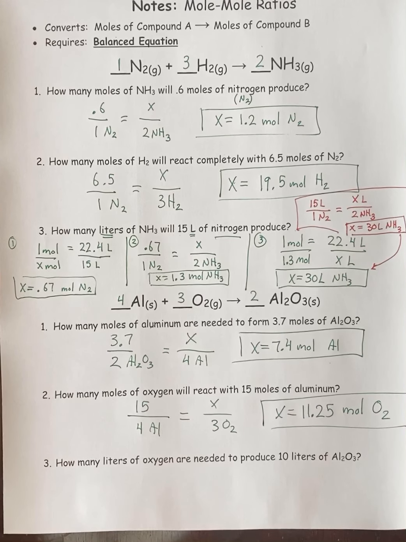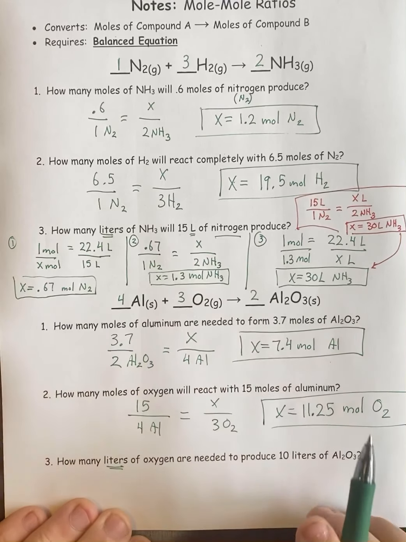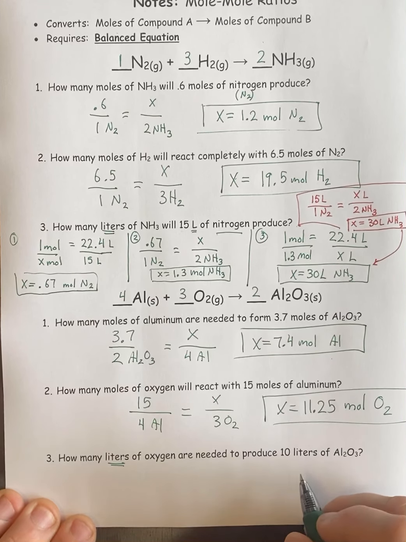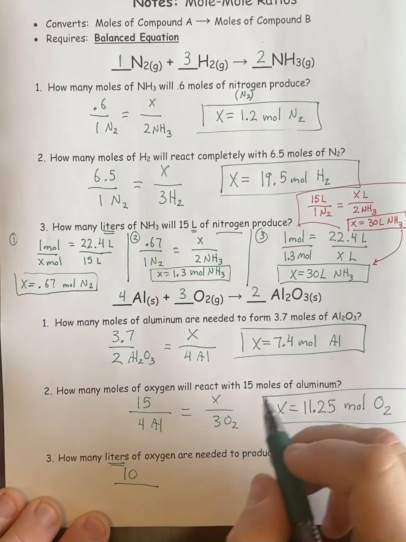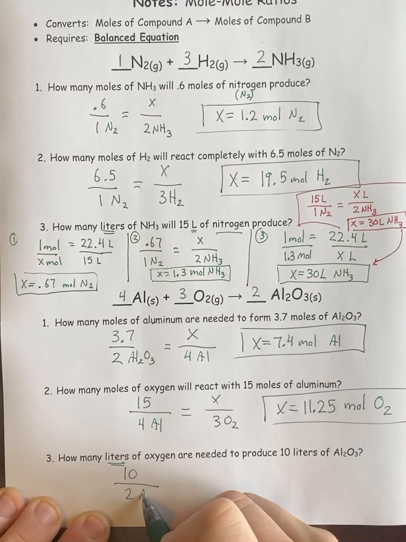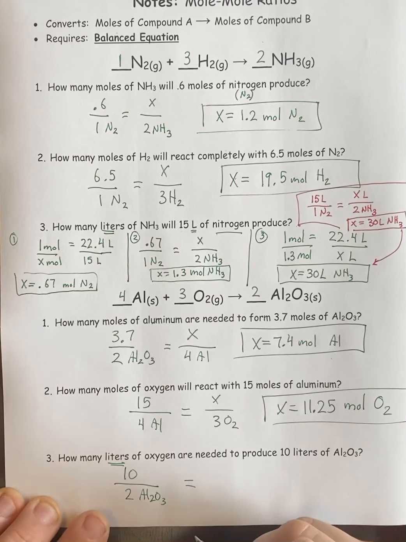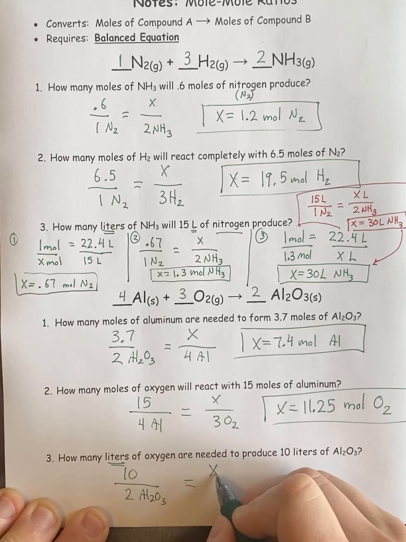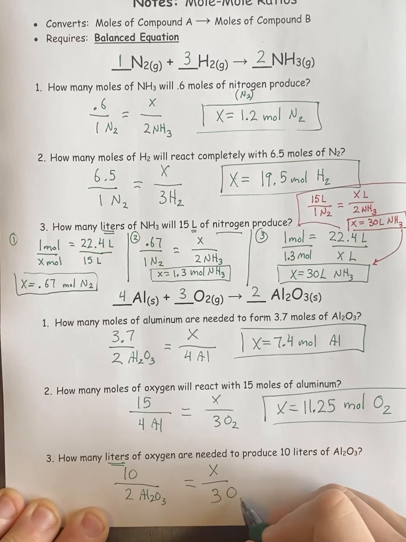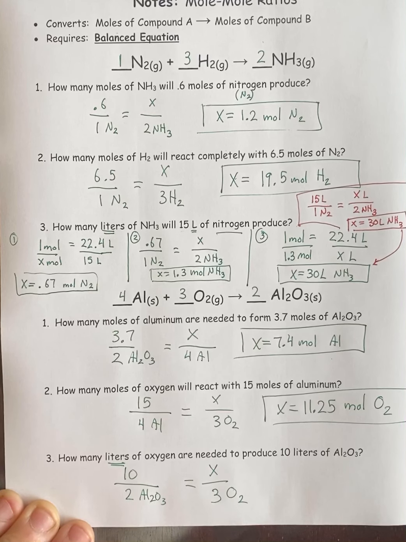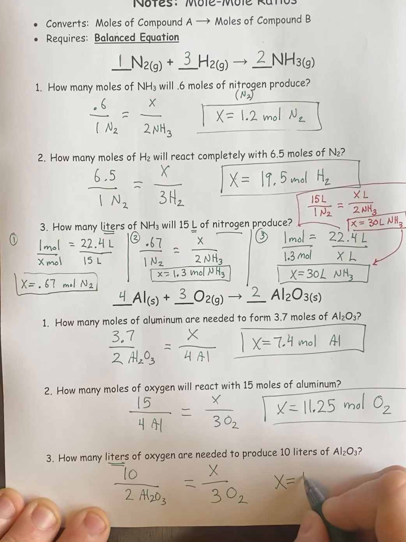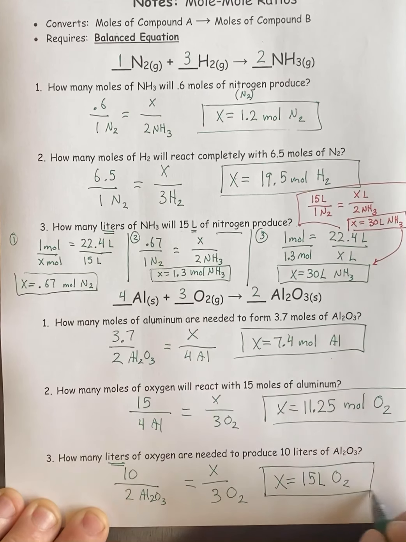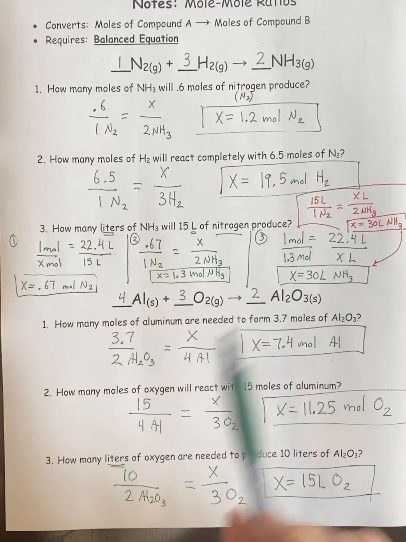All right. And for the last one, it's another liter problem. I'm not going to do it in 3 steps. I'm going to do it in 1 step only just to show you how it works. And then that's it. So 10 liters of Al2O3, so it would be 10 over 2 equals, what do we want? Oxygen, so X over 3. So now cross multiply, divide out, and I get 15 liters of oxygen. Problem solved. If you wanted to do all 3 steps, you're welcome to it.